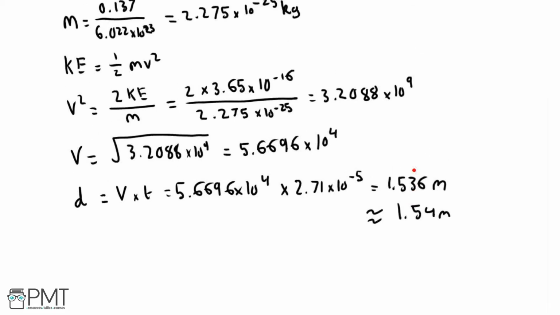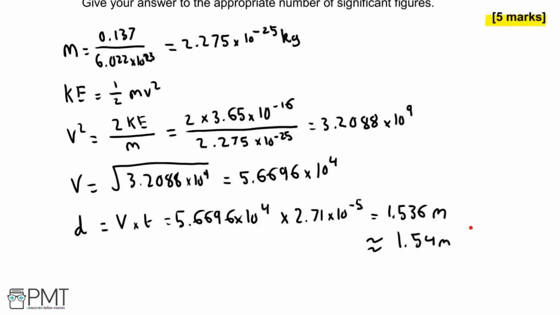Now, that 1.54 meters, to our appropriate number of significant figures, is only one of the marks. The 4 marks that are for the method. The first comes for calculating the mass of one ion in kilograms.